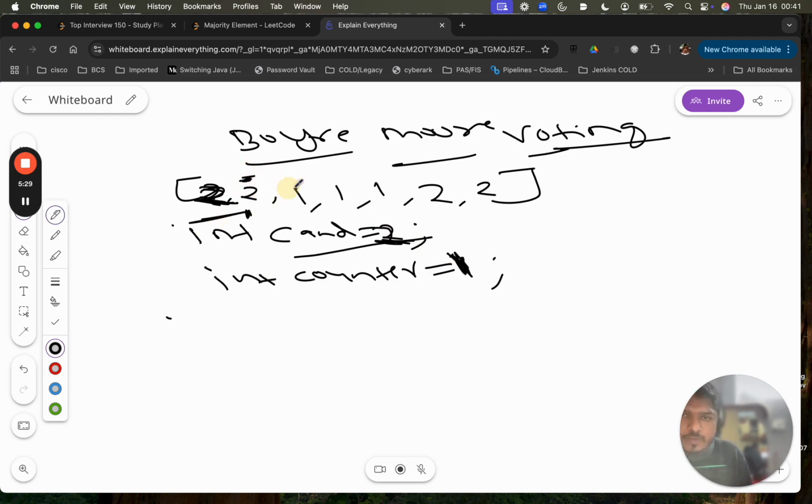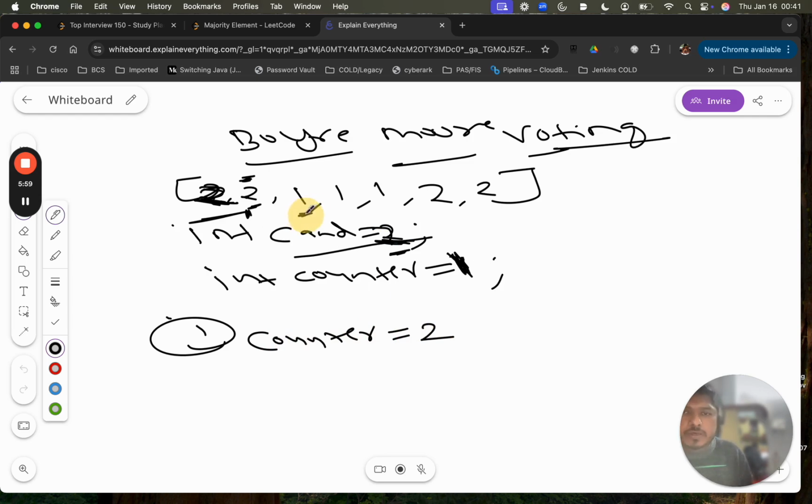Now I'll compare each candidate with the current winner candidate. If it is matching, it means this candidate got another vote, right? It means I'll increase my counter. So in my first iteration, this 2 is matching with this winner candidate. Yes, it's matching, so the counter will get increased. The counter is 2 now.